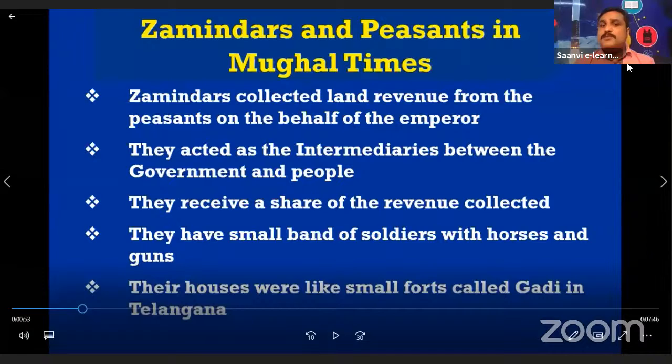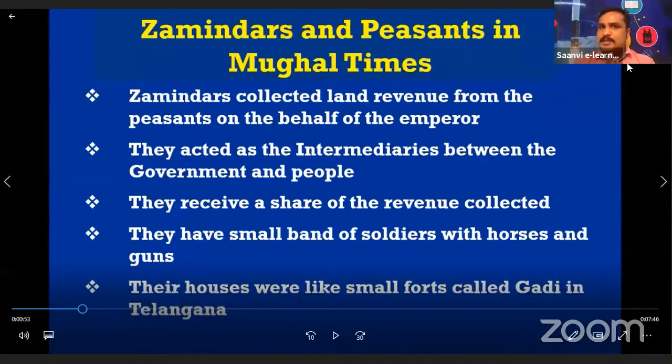And the same way, their houses were like small forts. Actually, houses, we call gadi in Telangana. You know what a fort is? A large wall with hard rocks, boundaries or fences, that we call gadi in Telangana. That is what we call their houses. These are all about the zamindars. If you get a question, please note down these points and write and explain these terms. So once again, zamindars collected land revenue from the peasant on behalf of the emperor.